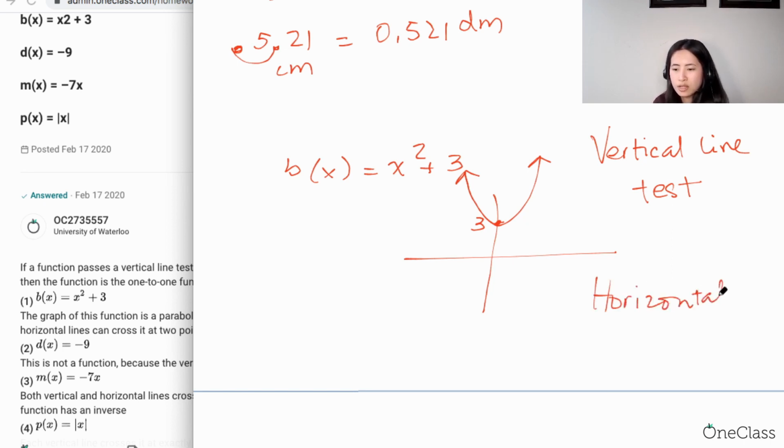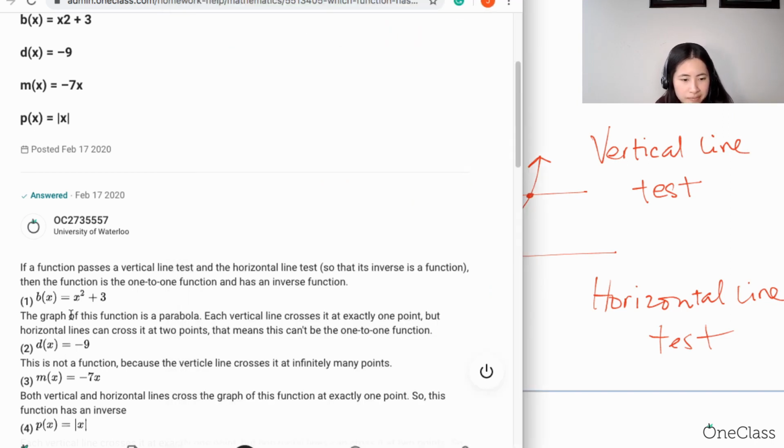So this horizontal line test is literally you have your function, draw a horizontal line. As you can see, your function passes through the horizontal line twice. If it does that, that means you don't have any inverse. Does that make sense? So if you have a horizontal line test and it passes through twice, that means, let's see what they're trying to say.